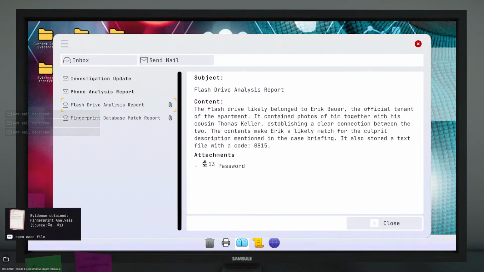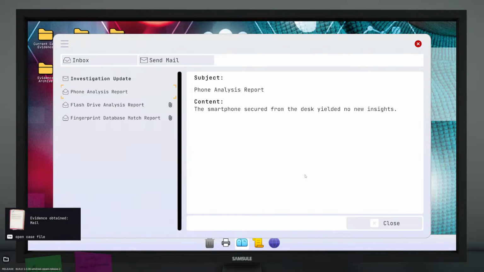Alright. Flash drive. The flash drive likely belonged to Eric, the official tenant of the apartment. It contained photos of him together with his cousin Thomas, establishing a clear connection between the two. The contents make Eric a likely match for the culprit description mentioned in the case briefing. It also stored a text file with a code of 0815. Okay. That could be the safe code, not sure.